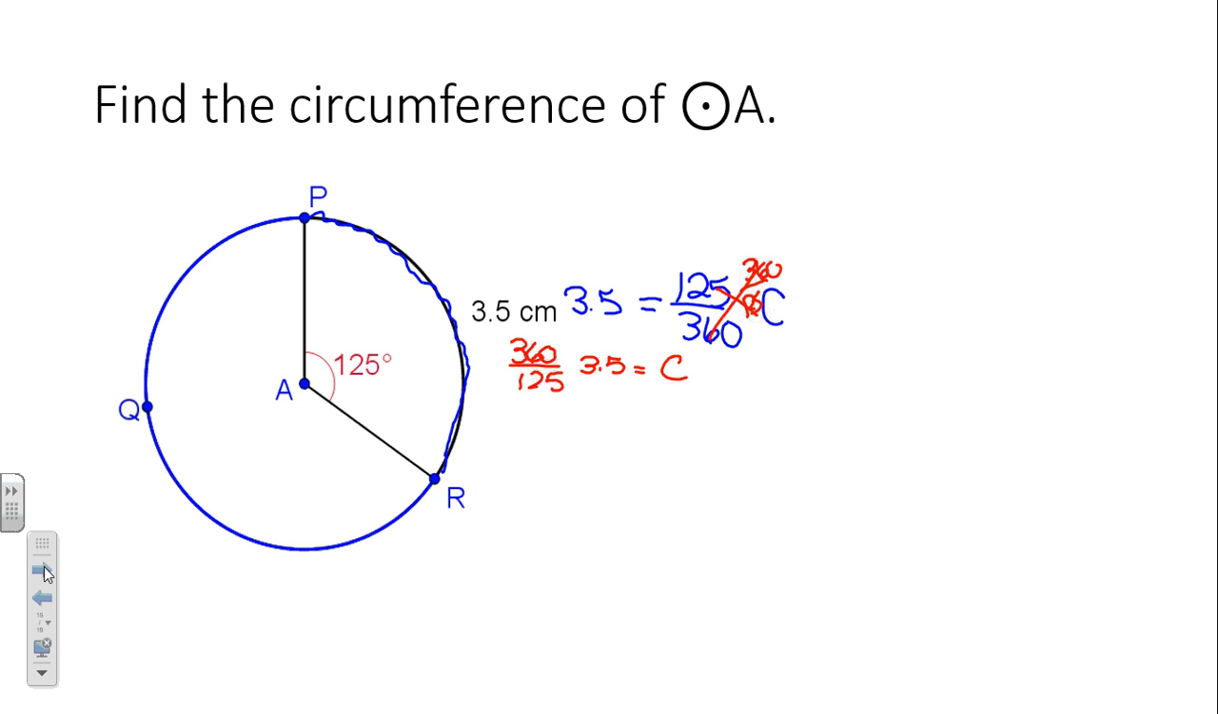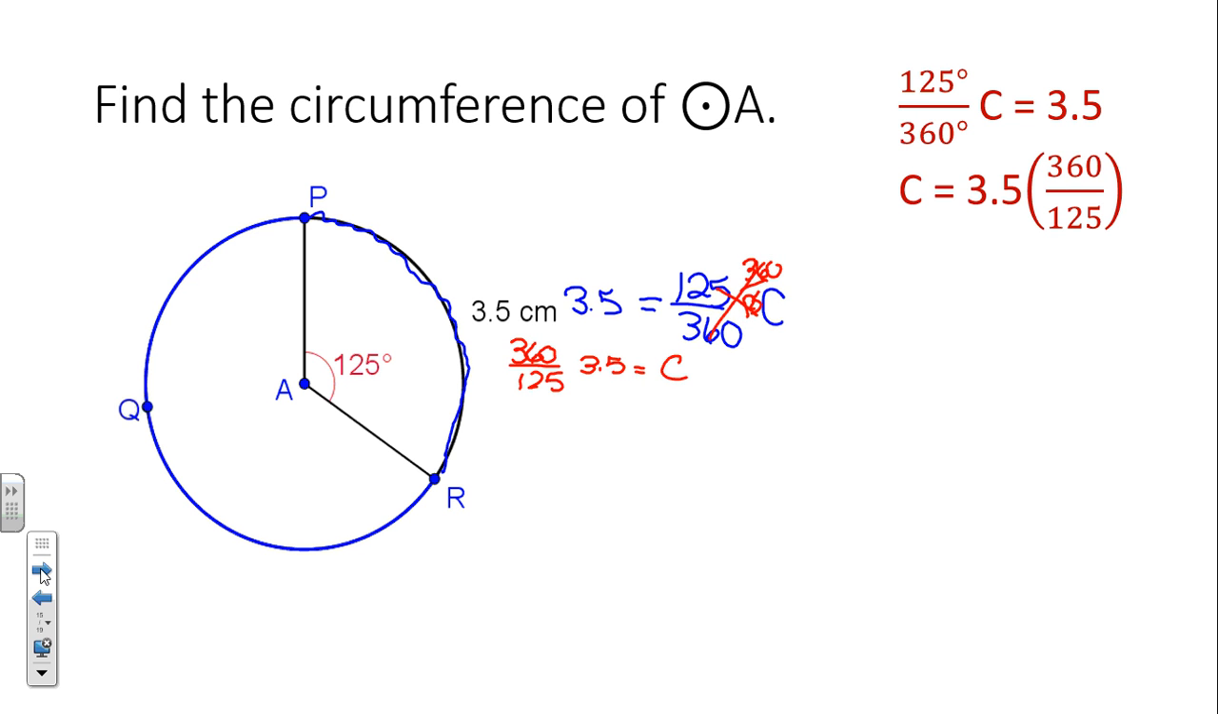Okay? So when we do that, we get 10 centimeters. The distance all the way around was 10 centimeters. We didn't need to know the radius or the diameter because we knew what fractional part we had and how much that arc length was. Question? Just a moment. Okay. So far, so good? What questions do you have on this one?